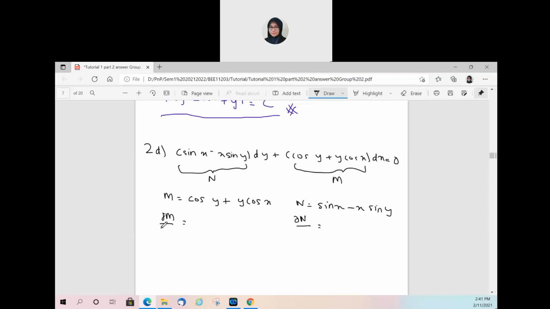Del m over del y. You differentiate terhadap y. Cos y jadi negative sin y. Plus y cos x, you differentiate y kat sini, you get 1. So negative sin y plus cos x.